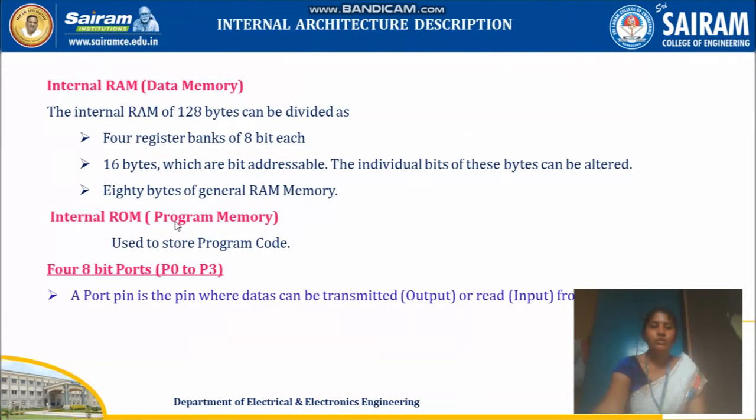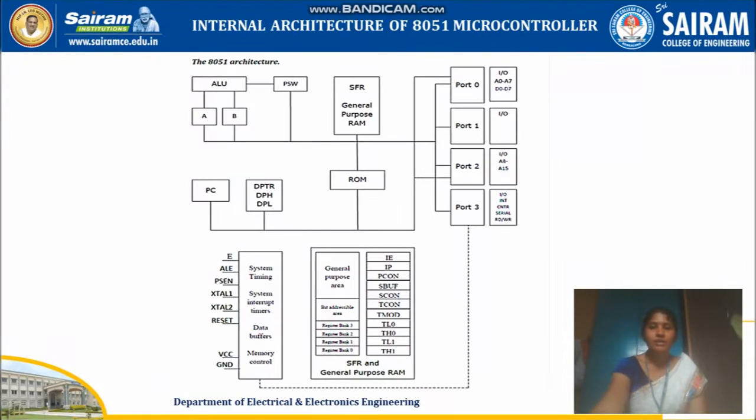Next is your internal ROM, which is called your program memory. It is used to store program code. We have 4 IO ports, that is port 0, port 1, port 2, port 3, as discussed in the previous session. All the 4 ports are used for IO purpose, but port 0 and port 2 are mainly meant for use as an address bus or data bus for port 0 and a pure address bus for port 2. Port 3 has some special function actions, control signals, that is IO, interrupt control, serial control, timer control and read and write signals.